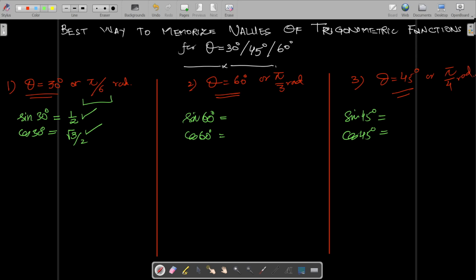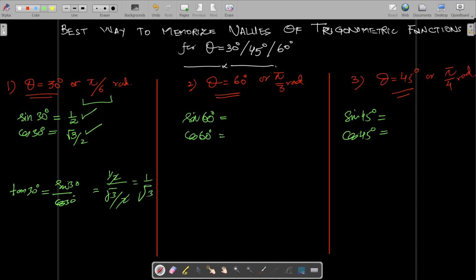For instance, if you want to determine the value of tan 30 degrees, you know that tan is sine upon cos, sine 30 upon cos 30. So if you know the value of sine 30 and cos 30, you simply have to divide the values and get the value of tangent 30. Sine 30 is 1 over 2 and cos 30 is radical 3 over 2, and 2 will be cancelled. So the value of tan 30 degrees will be 1 over radical 3.